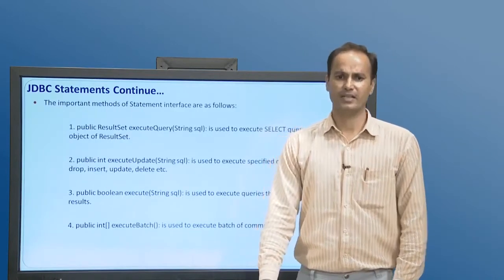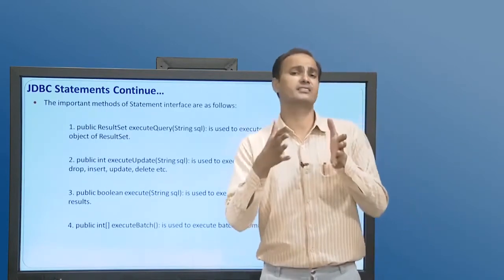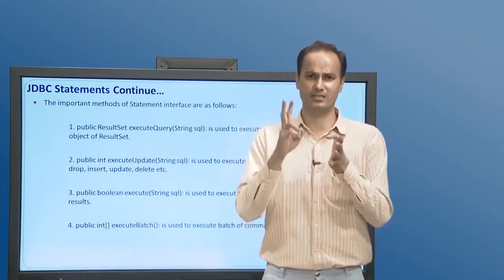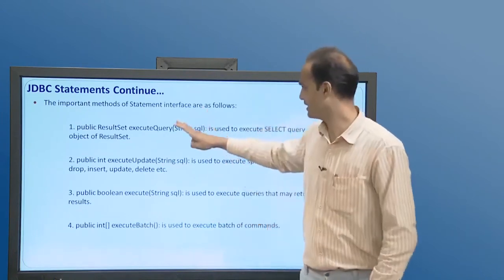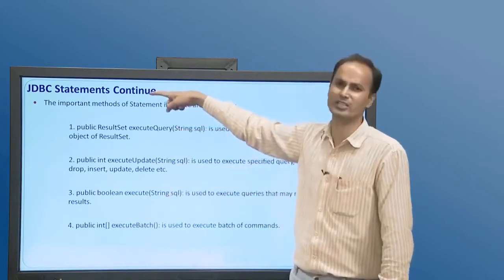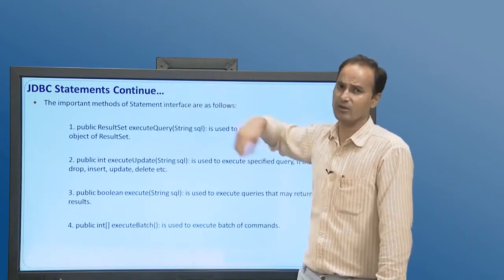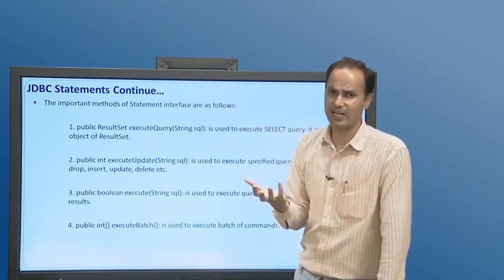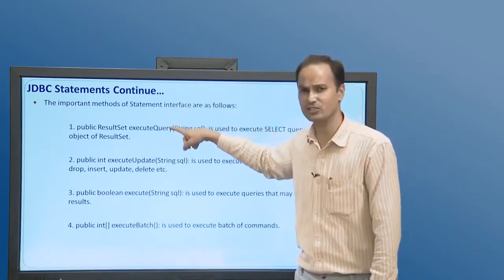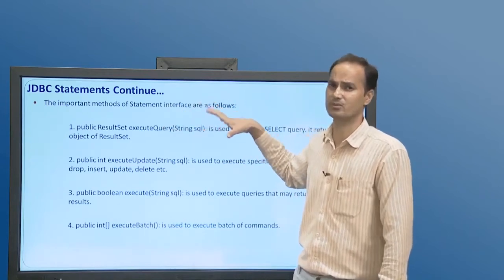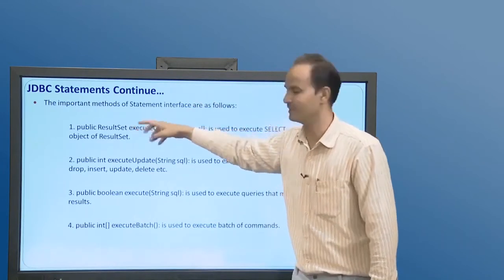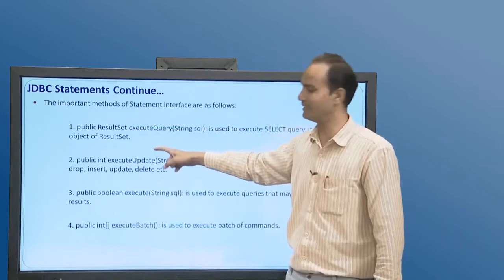Once we have a statement instance, we can execute a number of methods. The most important are executeQuery, executeUpdate and execute. These three are methods of the Statement interface. Once we have a statement instance, we can execute using it. What is the difference? Now, we need to know the difference. First, executeQuery returns a result set, while executeUpdate returns an integer.